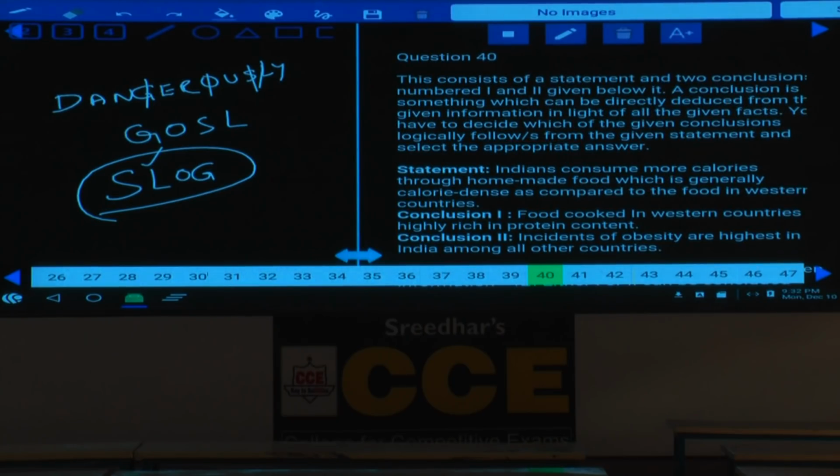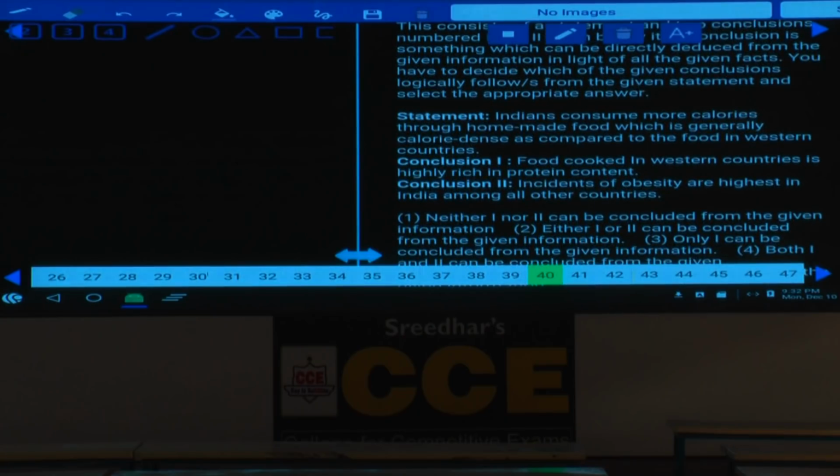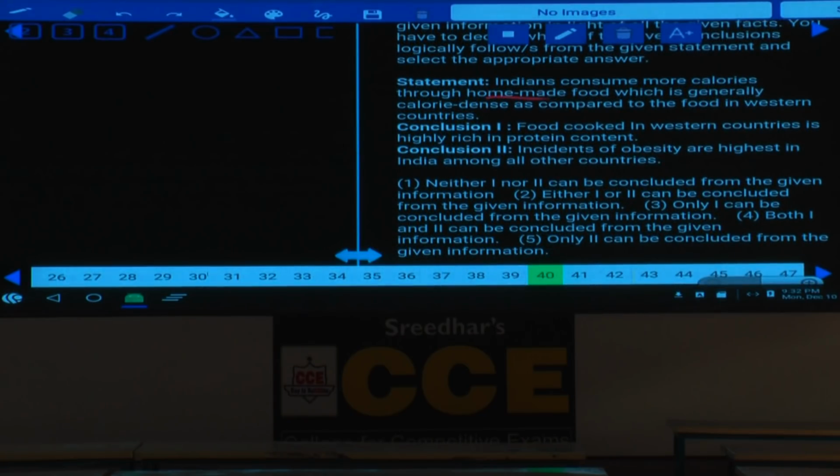Then 40th. Now question number 40. Indians consume more calories through homemade food, which is generally calorie dense as compared to the food in the Western countries. Now here he is discussing the contents of this food, isn't it? Indian food will have more calories. Then what about the Western? Whether the Western is having fewer calories than the Indian food, that's what we can derive.